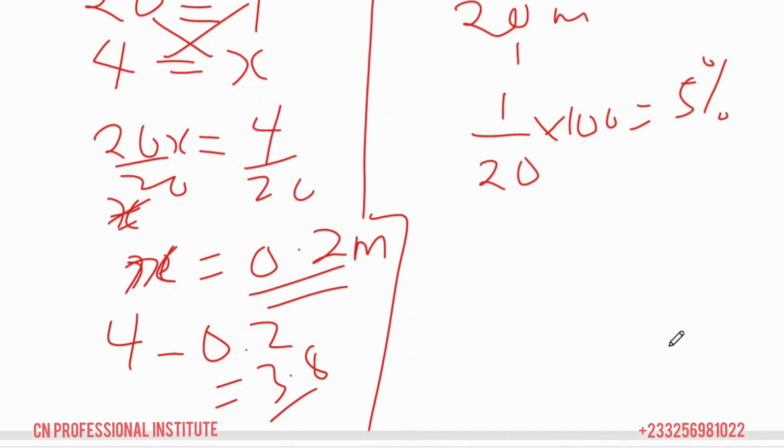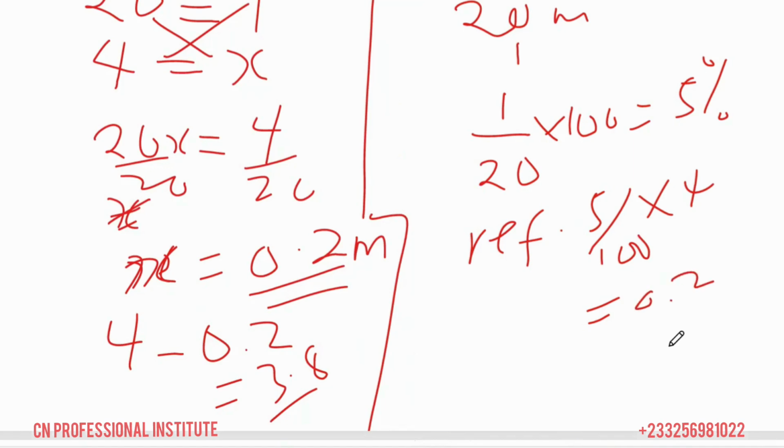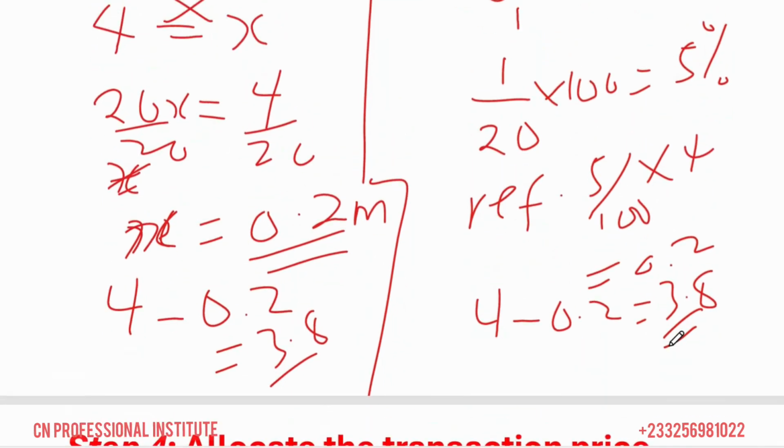5%. Are you following? If that's the case, then for the 4 million we sold, what will be the refund? So the refund will be 5 over 100 by 4, which should give us the same 0.2. So the refund is 0.2. So we go and deduct it from the transaction price. 4 minus 0.2, and that gives us 3.8 million. Are you following?